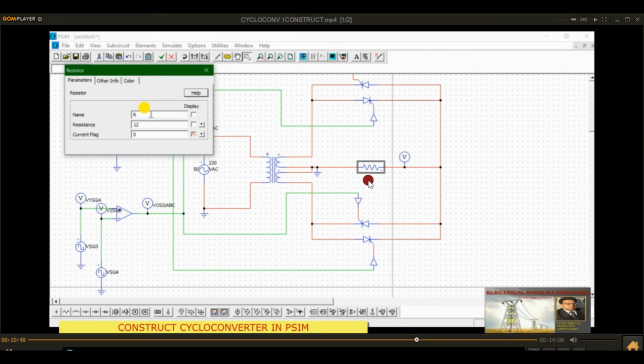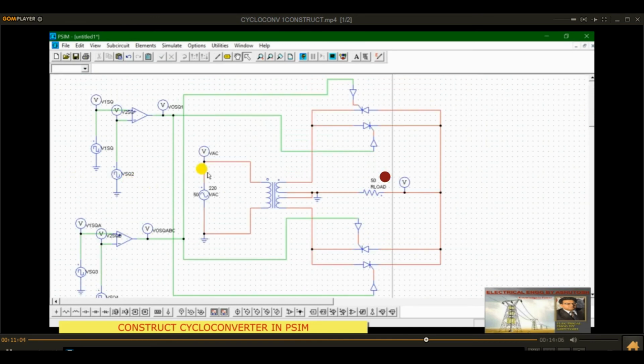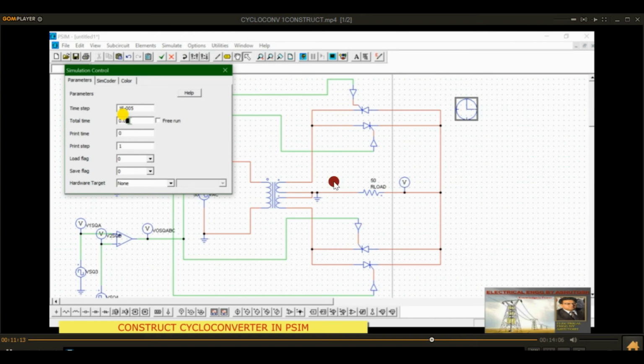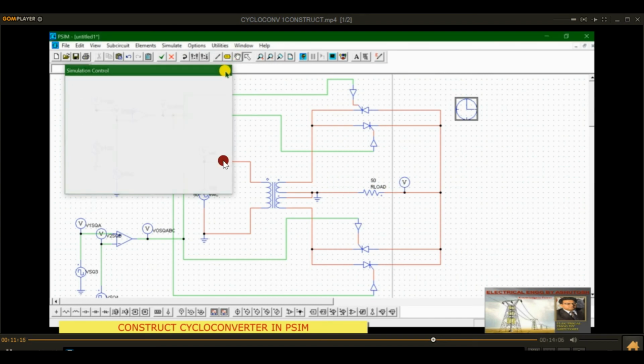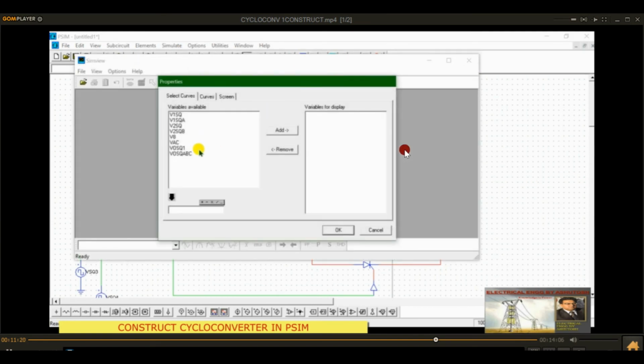You can also rename it load resistance, R load, and check this box so that it will appear over here and the value will appear over here. You can make it appear by checking the box, and then run the simulation for how much time? 0.1 second, and then go to the simulate section, simulation.